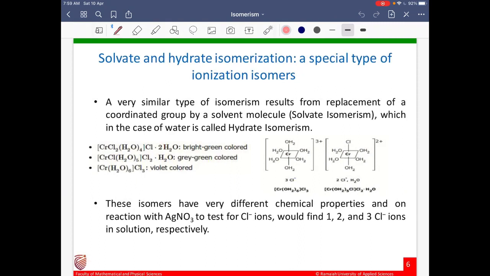Solvate and hydrate isomerization is a special type of ionization isomerism. A very similar type of isomerism results from replacement of a coordinated group by a solvent molecule. We call this type of isomerism solvate isomerism, and if water is the solvent, we call it hydrate isomerism. Three compounds are given. The formulas are given here.